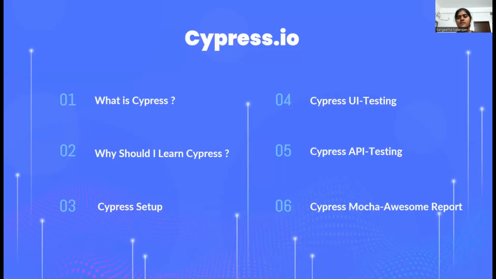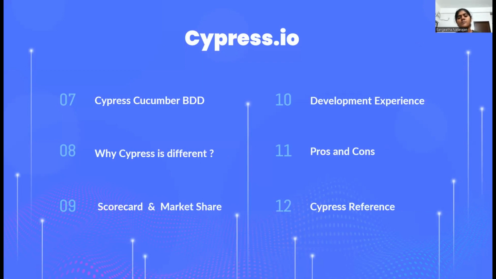So in this agenda, we have to take this one. What is Cypress? Why should I learn Cypress? How to set up Cypress, the basic things? Whether we can perform UI testing and API testing? How we can generate the report also? And the Cucumber BDD-driven integration part. How Cypress is different from other tools. What is the scorecard and the market share of Cypress? Previously, Cypress has been used by some developers and testers, so what was their experience, what are the positive and negative feedbacks, and what reference documents and resources are available on the internet. Everything I'm going to be telling you now.